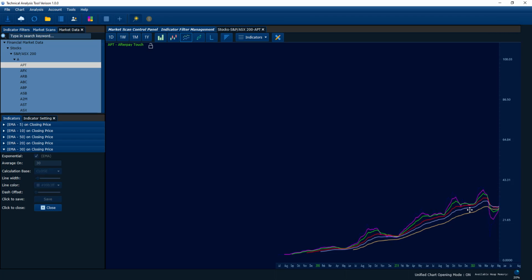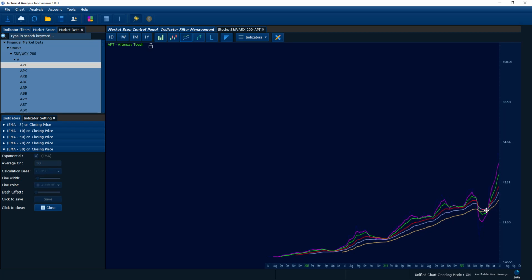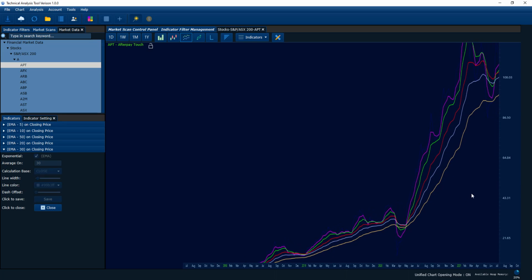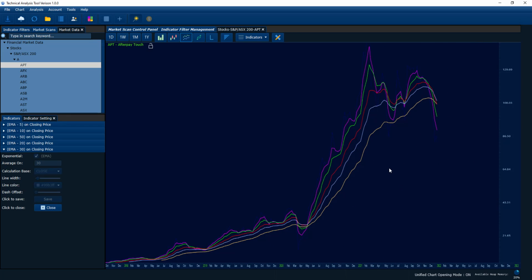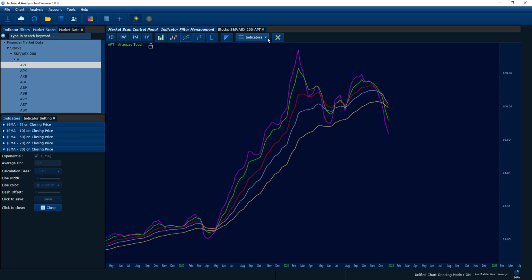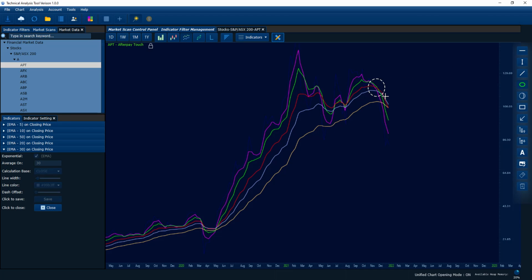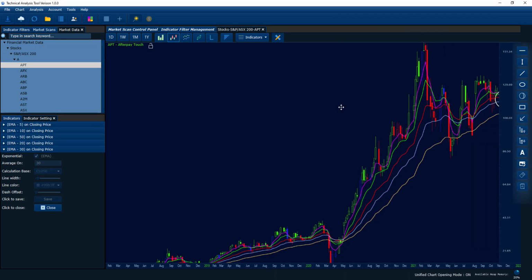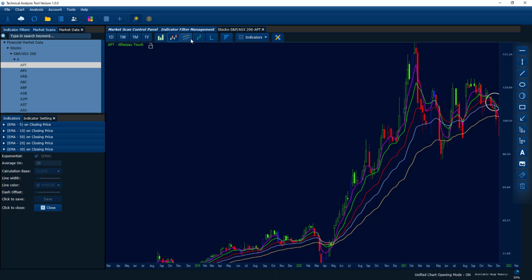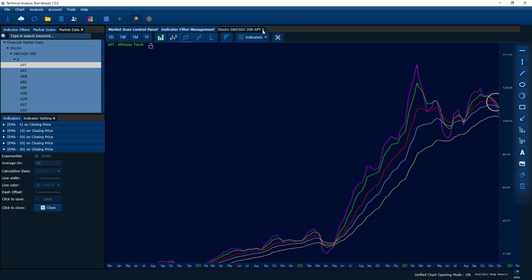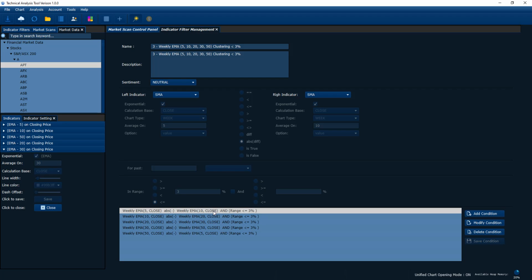So you probably can just decide yourself if you want to buy. If you're lucky and you get that one here, that is a really decent move up, right? Same with the downtrend. As you can see, if your moving averages are clustering together but they're pointing down, for example here, all of them are pointing down, that probably means the share price will move further down. Let's close that one. So this indicator filter contains those conditions and gives you those results.